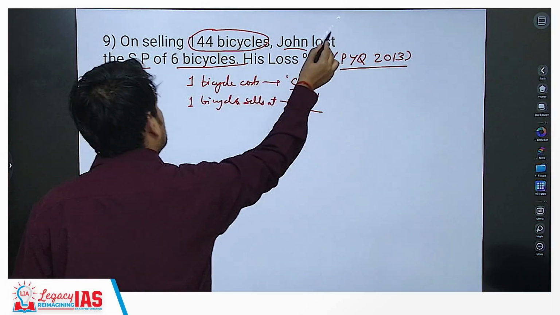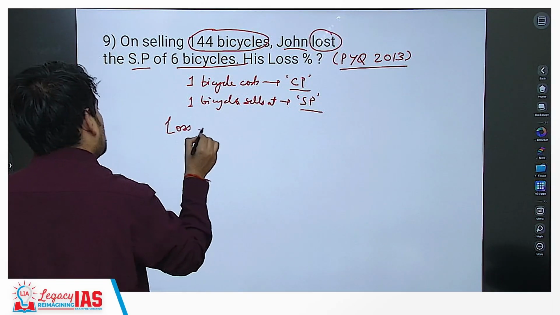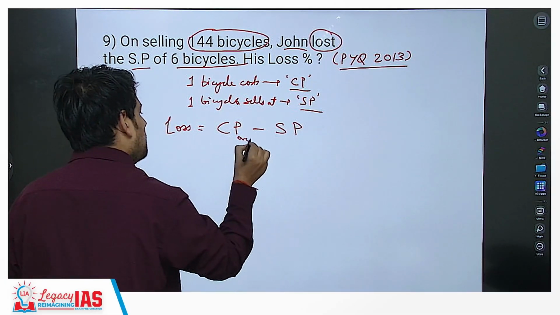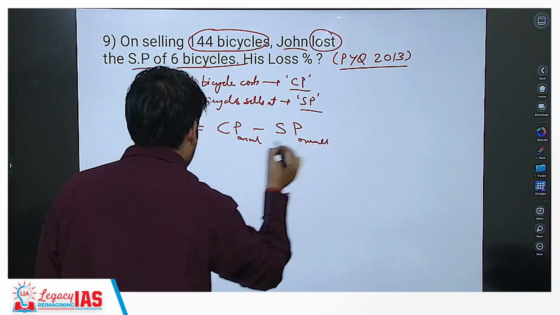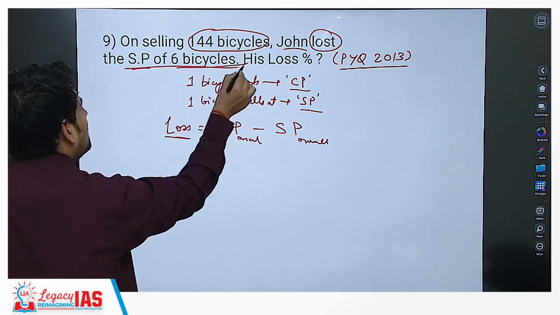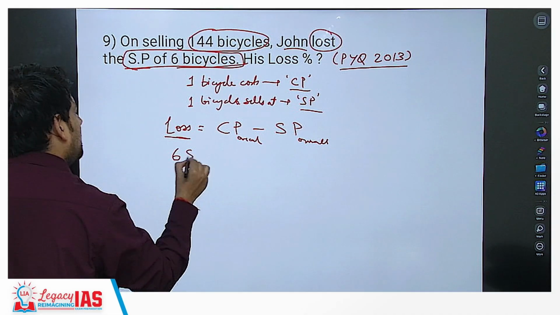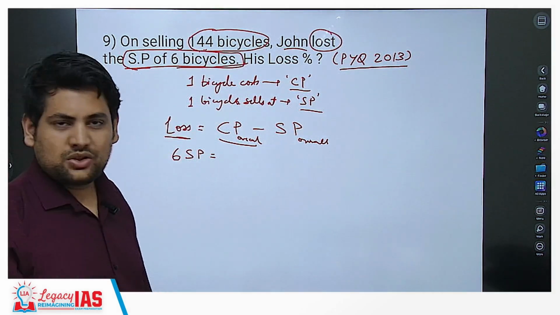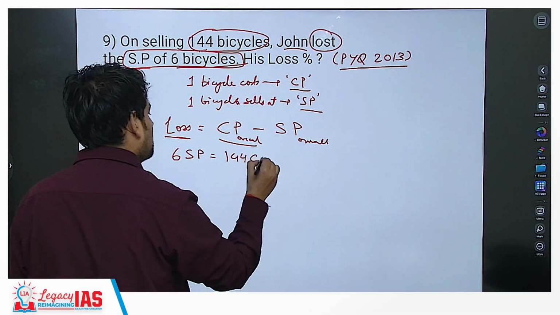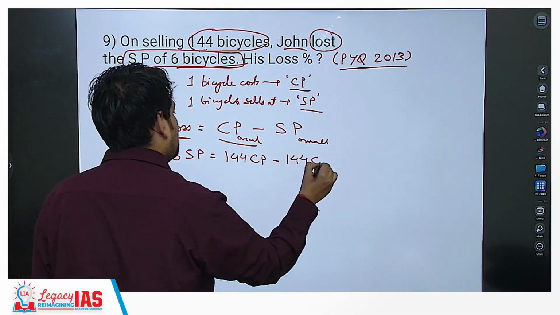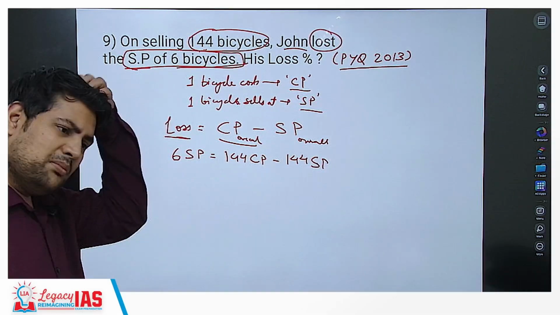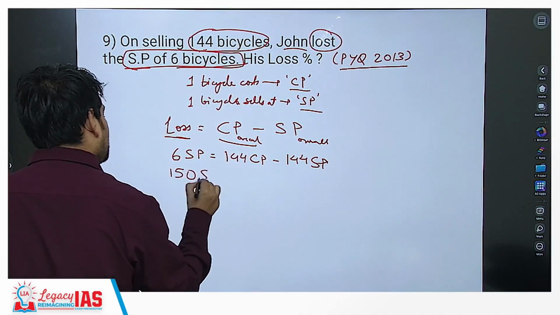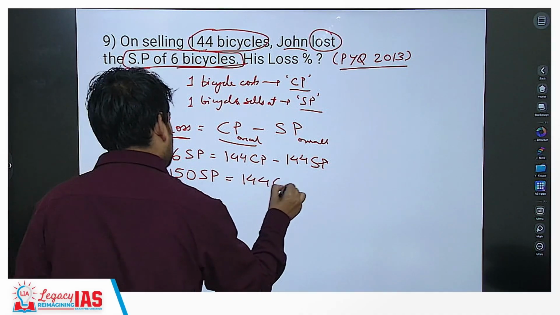Now it says that on selling 144 bicycles, John lost the selling price of 6 bicycles. That means he is losing something. Now, loss is equal to what? Loss is equal to cost price, which will be more, minus selling price, but this is overall and this is also overall. Now loss is given to be the selling price of 6 bicycles, so this will be 6 SP. The cost price overall will be 144 CP, as 144 bicycles are being bought and sold, and similarly selling will be 144 SP. Correct? Simple. Then you can send SP here, so this becomes 150 SP is equal to 144 CP.